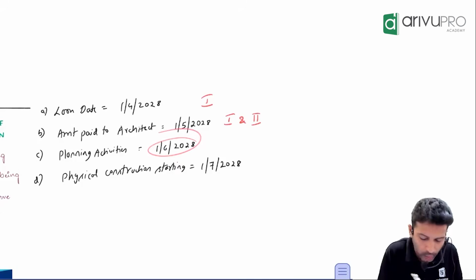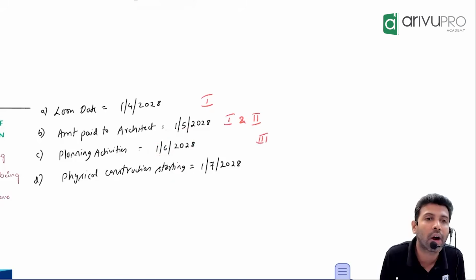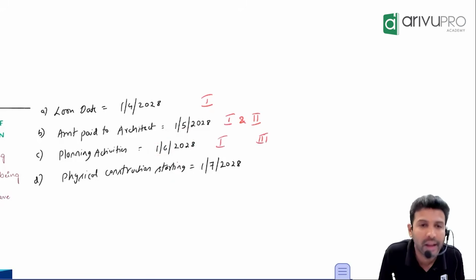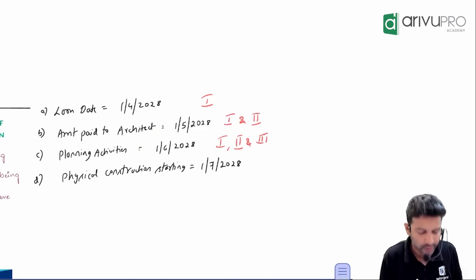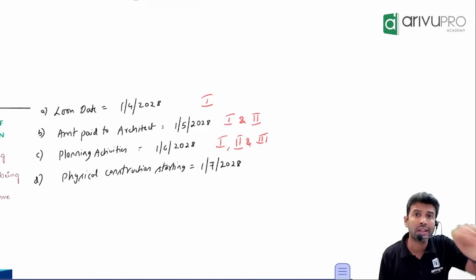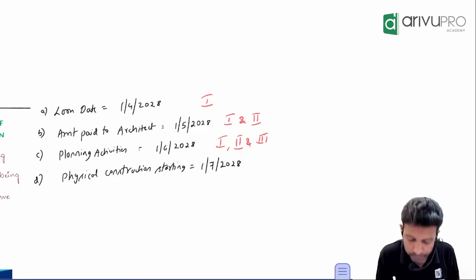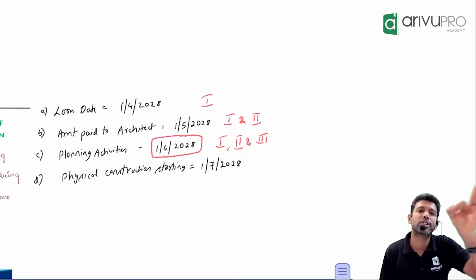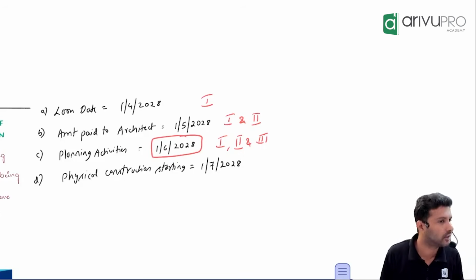That means on 1st June, what happened? Condition number 3 got satisfied. Condition 1 is already satisfied, condition 2 is already satisfied, and 3 came on 1st June. That means all 3 conditions got satisfied on 1st June. So only from 1st June onwards, you will start capitalization.